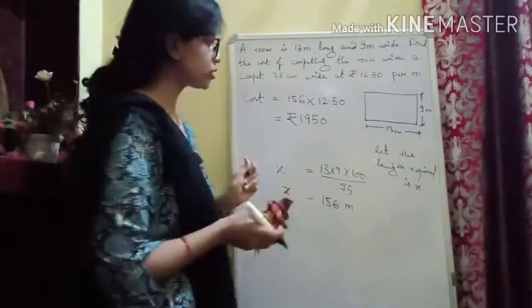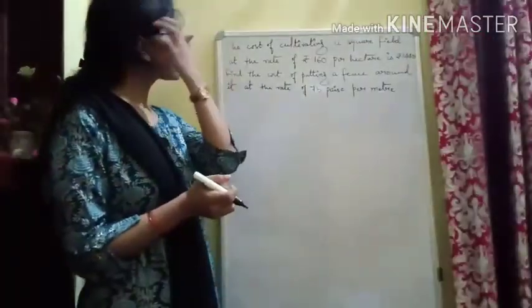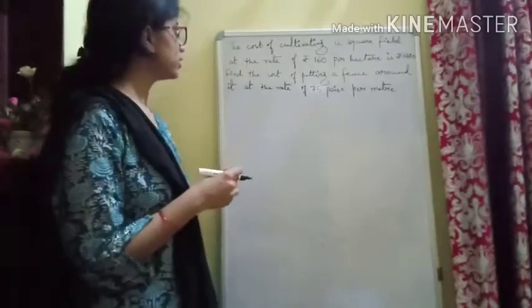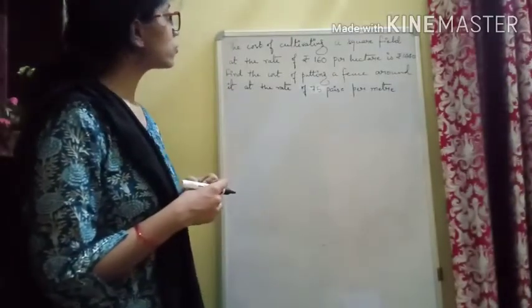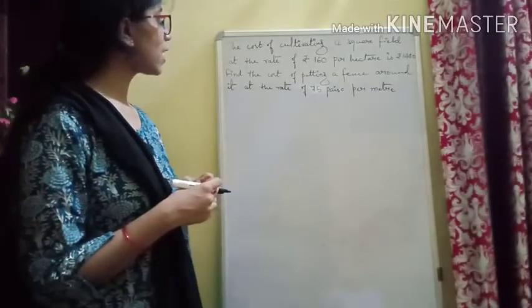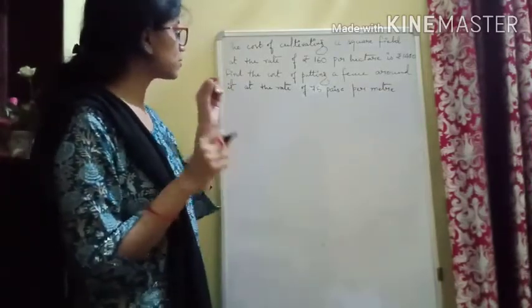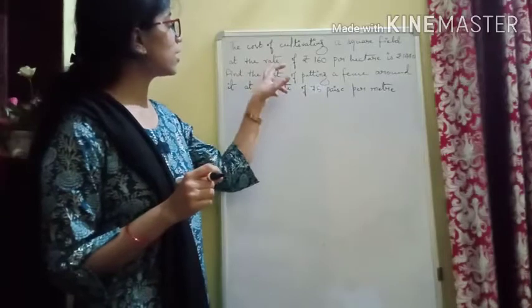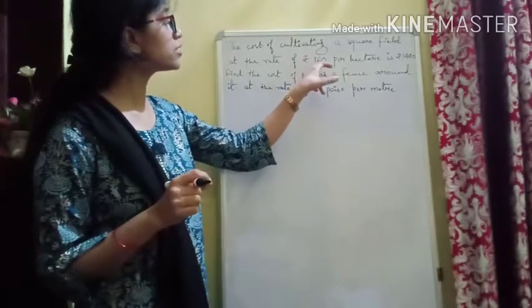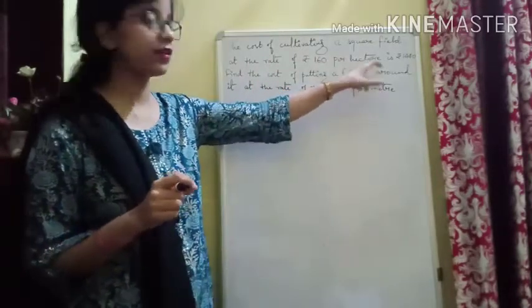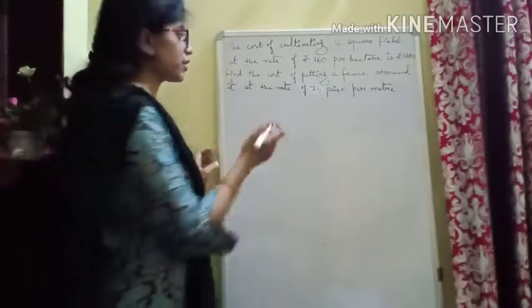Let's see our next question. Okay, so here we have our next question. This is question number 18. The cost of cultivating a square field at the rate. So there is a square field and we want to cultivate it, and the cost is at the rate of 160 per hectare. So first of all, what is hectare?